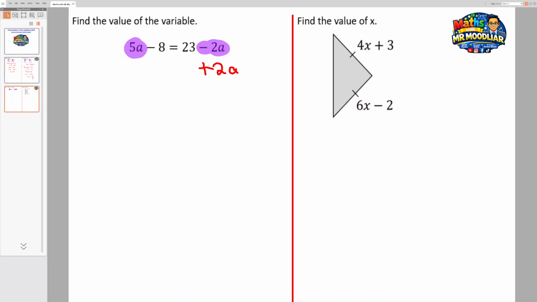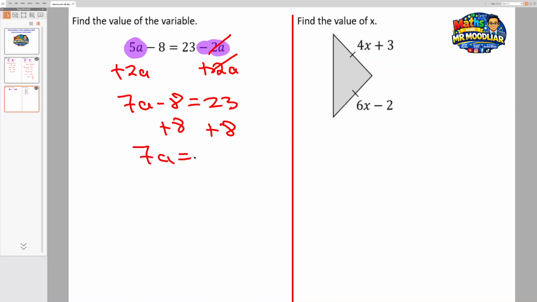Whatever you do on the right-hand side, you must do on the left-hand side. So plus 2a, we have 7a, and then this will cancel out. Take away 8 is equal to 23. Again, I know that you're amazing at solving two-step linear equations. So plus 8 both sides, plus 8 both sides, and we have 7a is equal to 23 plus 8, that will be 31. Divided by 7, divided by 7, a is going to give you 31 over 7. So that's what we have. Again, leave it as a fraction, improper fractions.